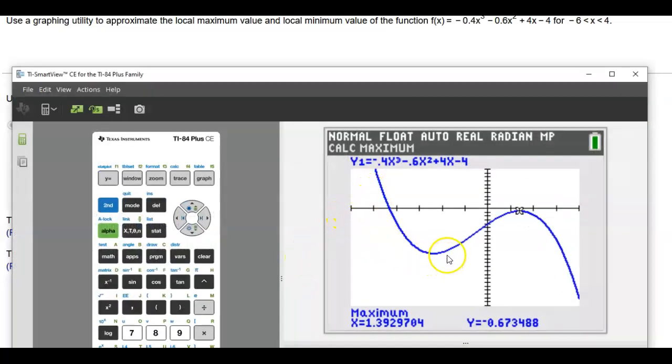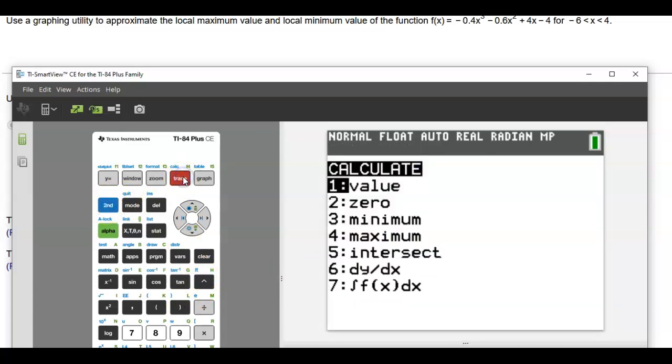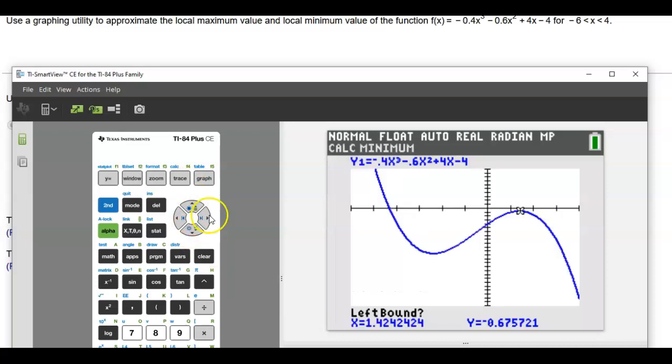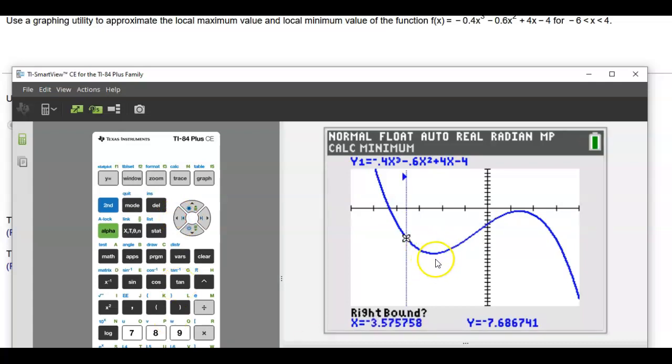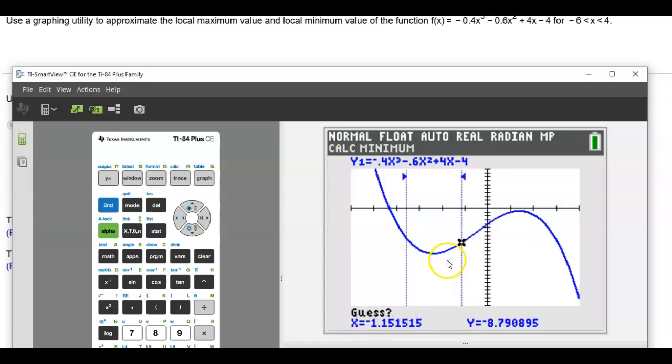So the local minimum would be this valley here, right in this area. So we're going to do a very similar function here. Second trace. Go to minimum. Enter. And then we're going to go on the left side first because it asks for the left bound. So it's just anywhere right on the left of that minimum value. And then we're going to go to a right bound, and again we want to make sure that the lowest value we're trying to find is between the two vertical lines there. Hit enter again.